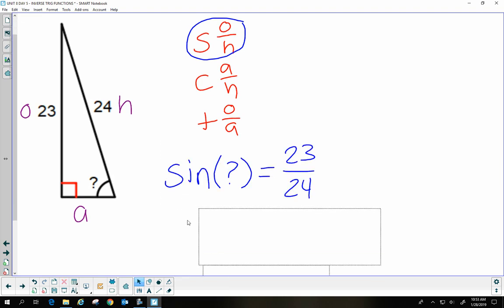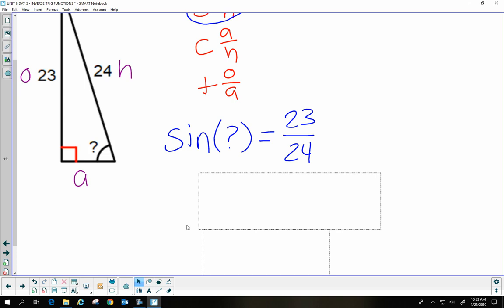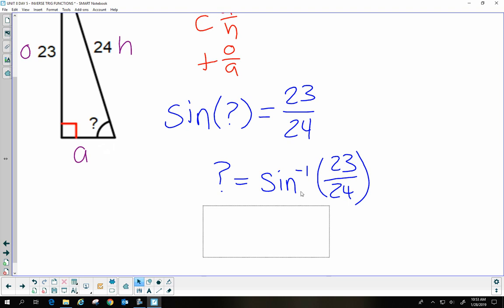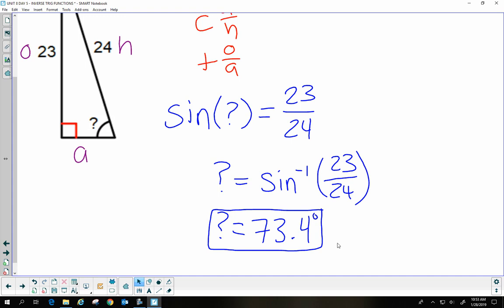I write my equation. I'm going to skip a step here, and once you're comfortable with this, you can skip a step. I'm going to take the sine inverse of both sides, and I know when I take the sine inverse of this left side, all I'm going to be left with is question mark, so I'm just going to write it that way. And then on my right is the sine inverse of my fraction, 23 over 24. This is a calculator input that I'm going to show you in class, and you'll end up finding that that angle is approximately 73.4 degrees.